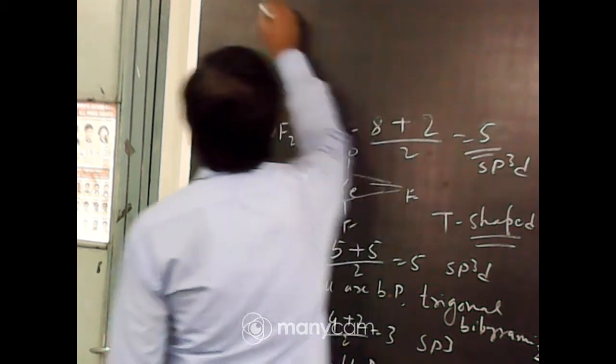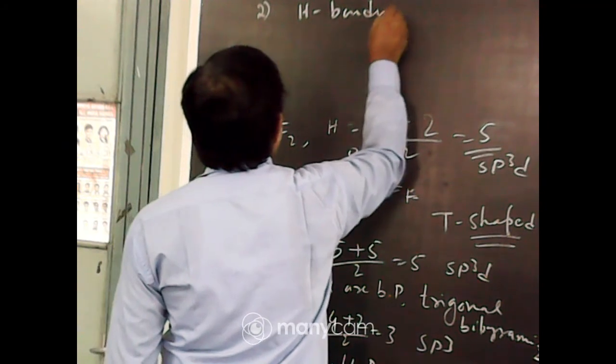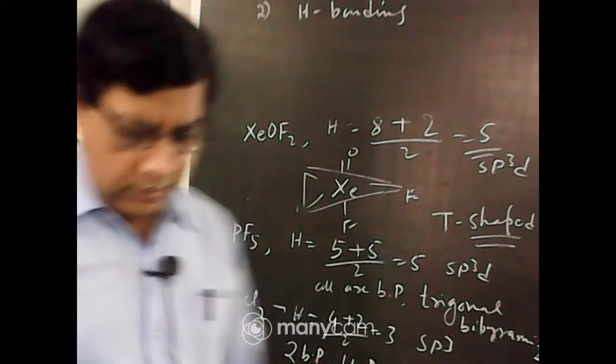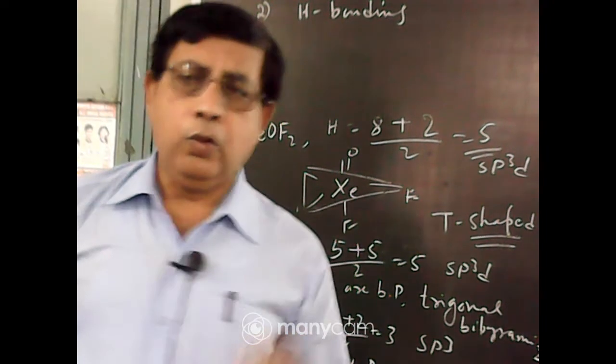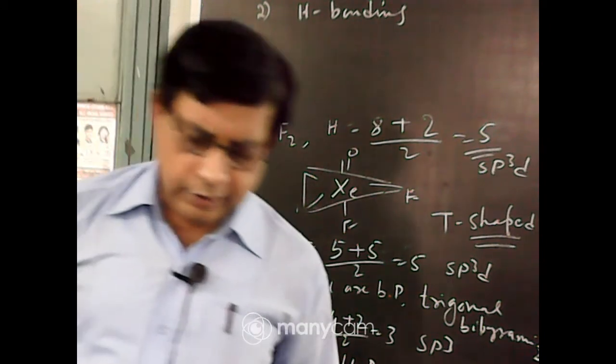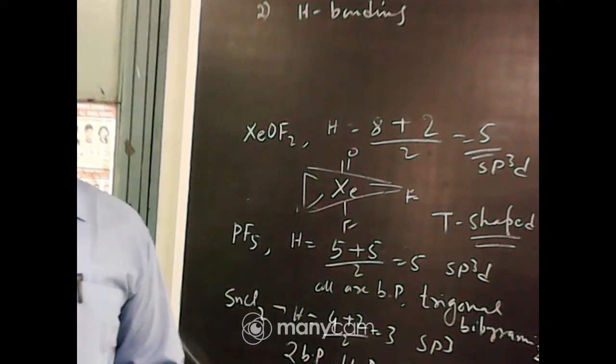And another that is in your syllabus is the hydrogen bonding. So these 2 parts will be discussed today. First is a coordinate bond. Covalent bonds are formed by mutual sharing of electrons. Coordinate bond is also formed by sharing of electrons, but unequal sharing of electrons.